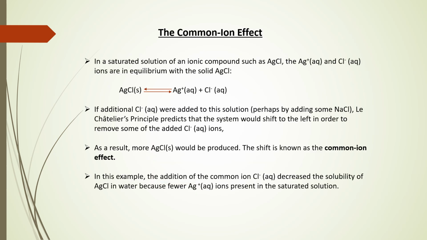The common ion effect. In a saturated solution of an ionic compound such as silver chloride, the silver and chloride ions are in equilibrium with the solid silver chloride. If additional chloride ion were added to the solution, perhaps by adding some NaCl, Le Chatelier's principle predicts that the system would shift to the left in order to remove some of the added chloride ions. As a result, more silver chloride, which is a solid, would be produced. The shift is known as the common ion effect. In this example, the addition of the common ion chloride decreased the solubility of silver chloride in water because fewer silver ions are present in the saturated solution.